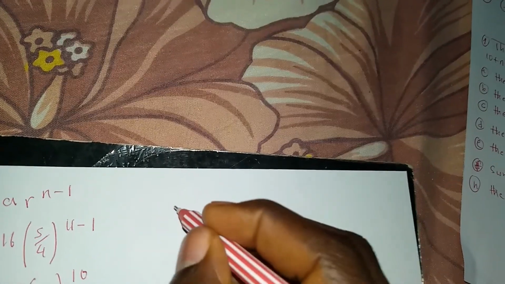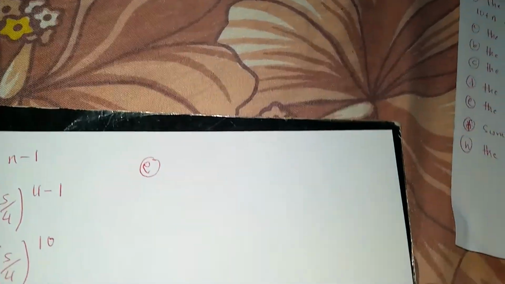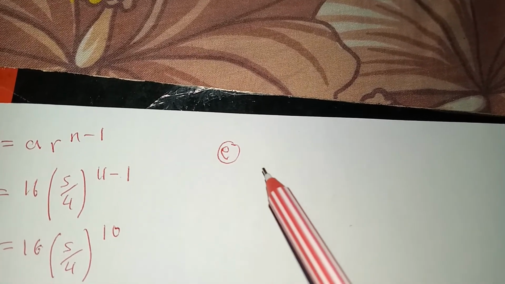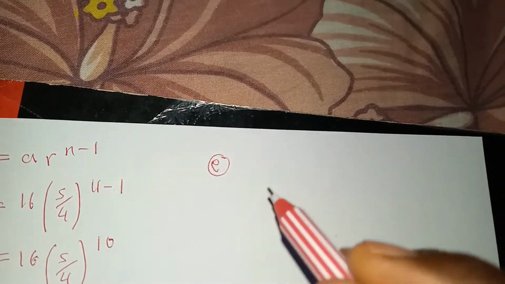Then the next question is the nth term. Nth term. How do we find the nth term? Something very simple to do. That is the solution for E. Using the same formula that we used to calculate the nth term, but in the final answer there should be n. In the final answer you should have n.